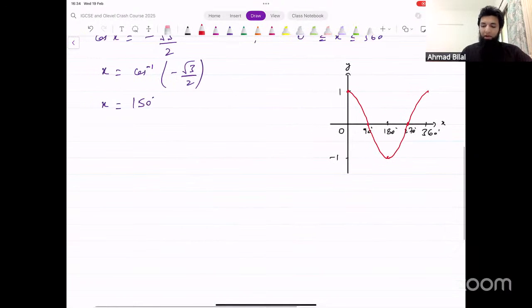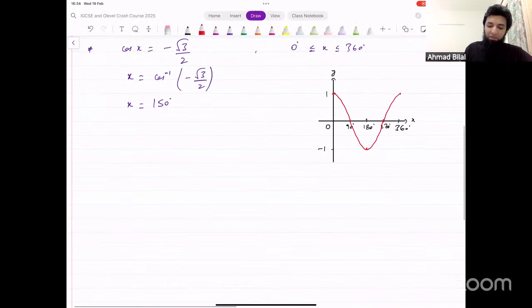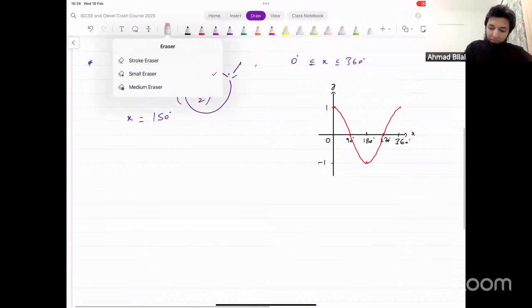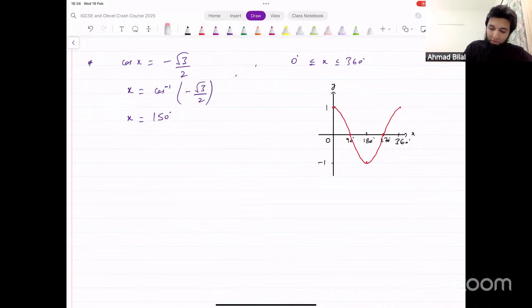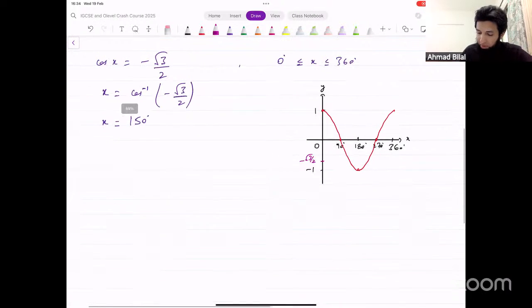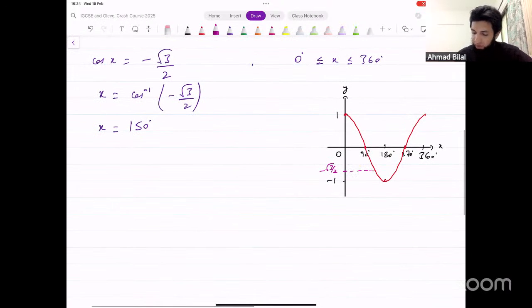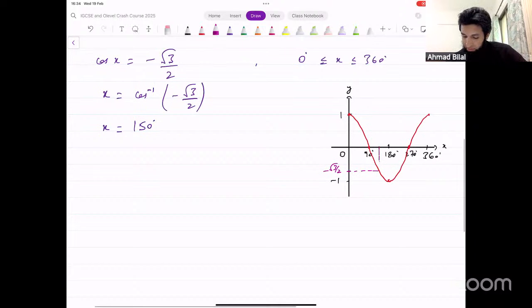All right. Now we have found one value, which is x equals 150 for this negative value. Cos x is equal to negative square root of 3/2. This is a negative value. So let's say that point is here, negative square root of 3/2. It's some value in decimals, less than 1. Let's say it's here. Now, corresponding to this value, we have got one answer here. What's that one answer? 150 degrees. This is 150 degrees.